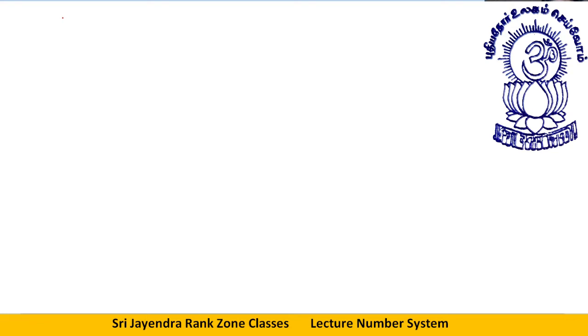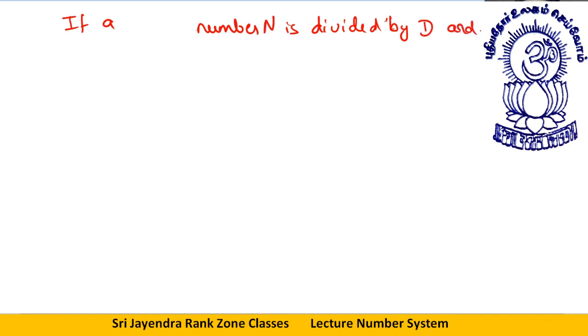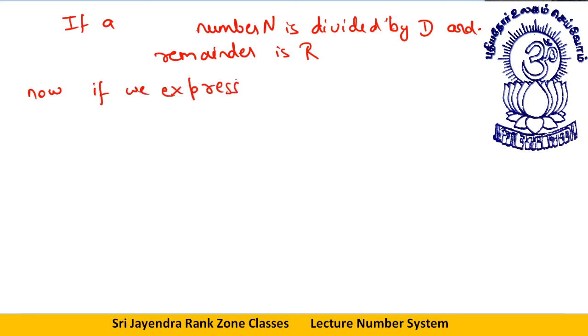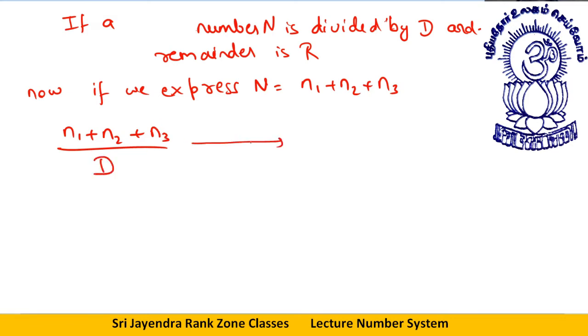So what I told you, if a number n is divided by d and the remainder is r, now, if we express n as n1 plus n2 plus n3 and n1 plus n2 plus n3 is divided by the same divisor d, then also the remainder will remain to be the same r only. This is what I want to explain.